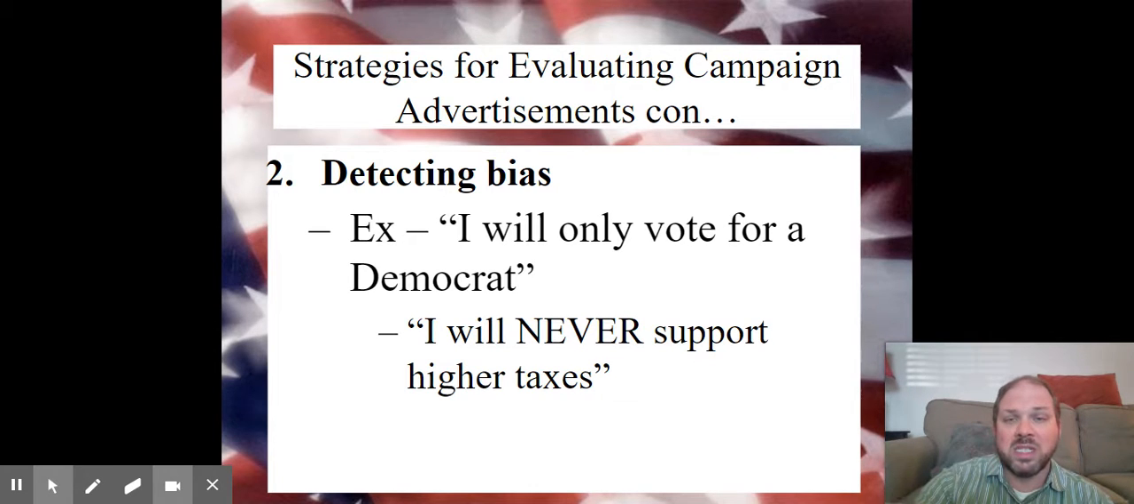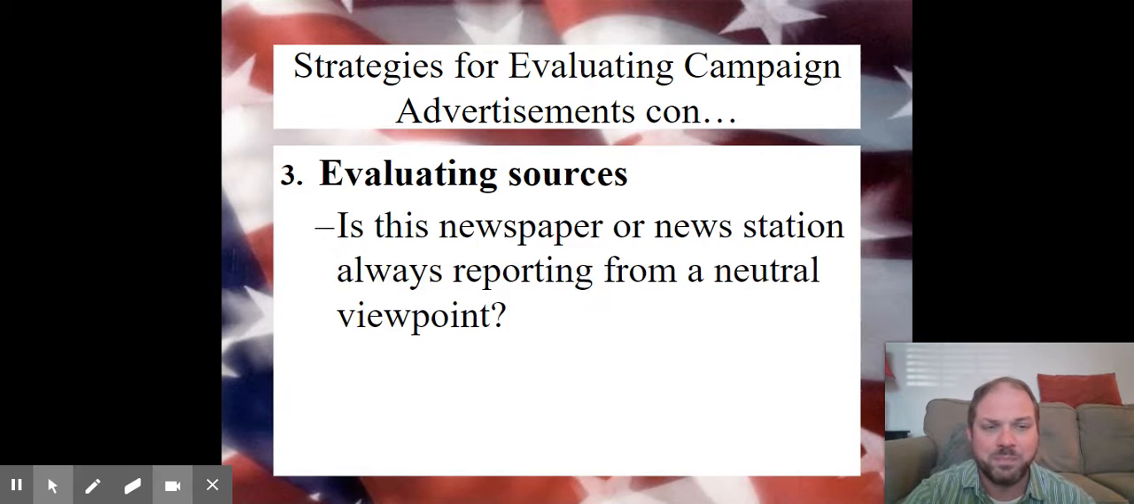Our second one is detecting bias. Bias just means if you only support one side, you're going to try to make the other side look bad. You are biased towards the side you support. An example of this would be like, I will only vote for a Democrat, or I will only vote for a Republican. I will never support higher taxes. These are examples of possible bias happening.